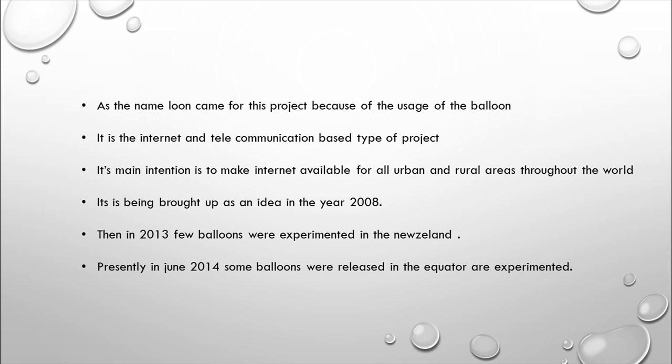Compared to urban areas, rural areas have less access to internet. This idea was brought up by Google in the year 2008. Then in 2013, a few balloons were experimented with in New Zealand. And with the success of that experiment, in June 2014, some balloons were released at the equator and are currently being experimented with.